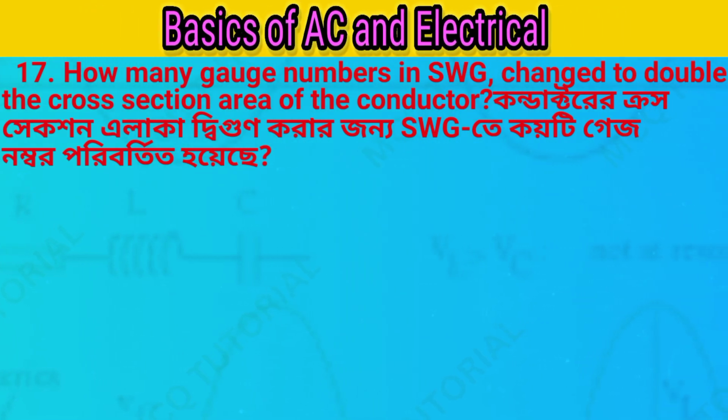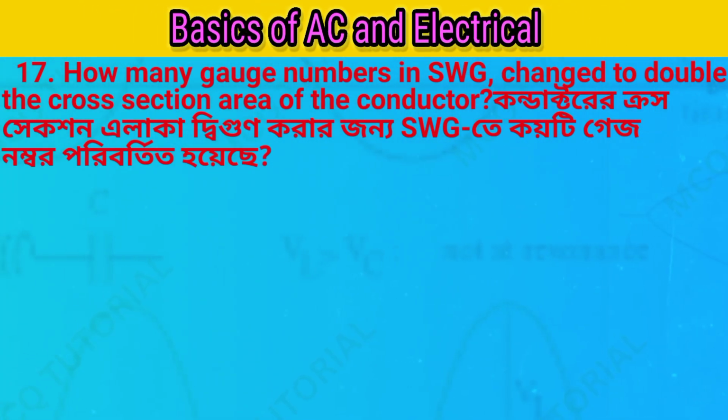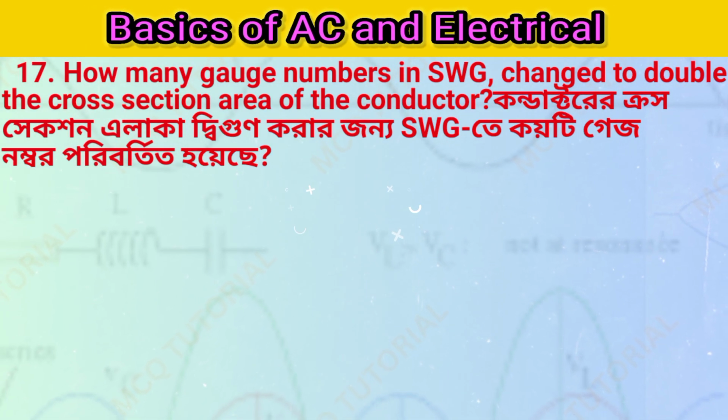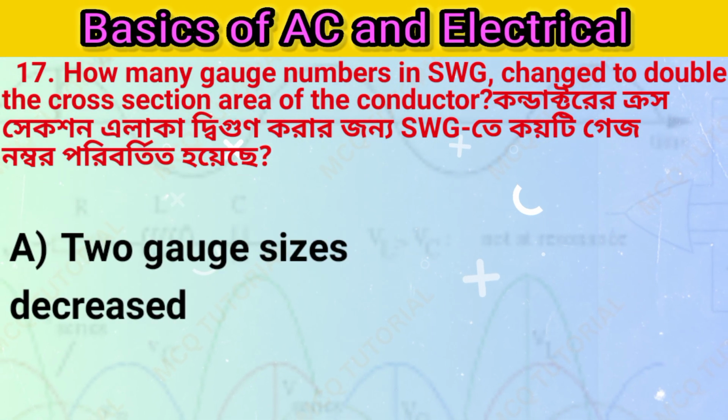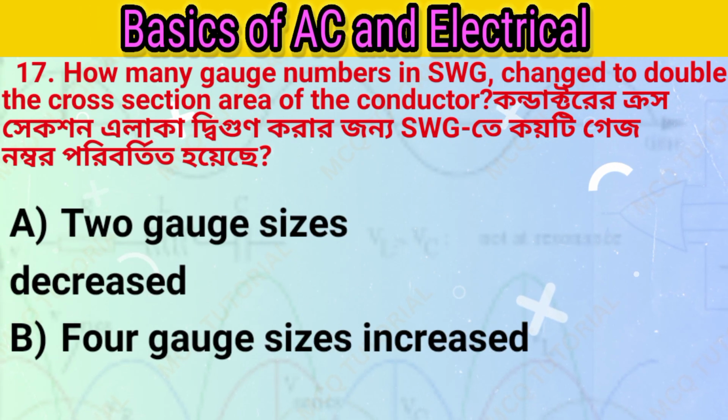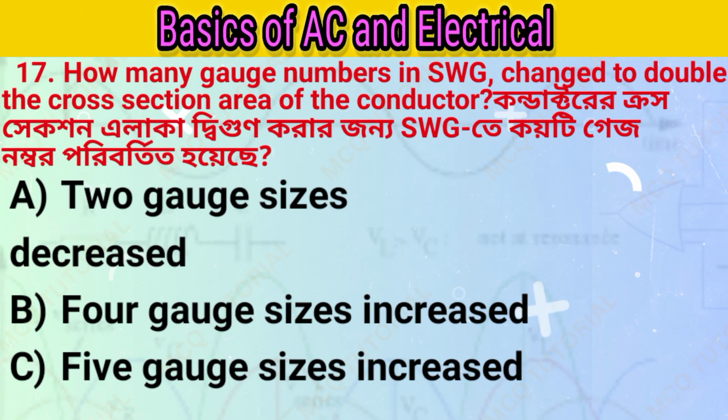Question number 17. How many gauge numbers in SWG change to double the cross-section area of the conductor? Option A 2 gauge size decreased, option B 4 gauge size increased, option C 5 gauge size increased, option D 3 gauge size decreased.